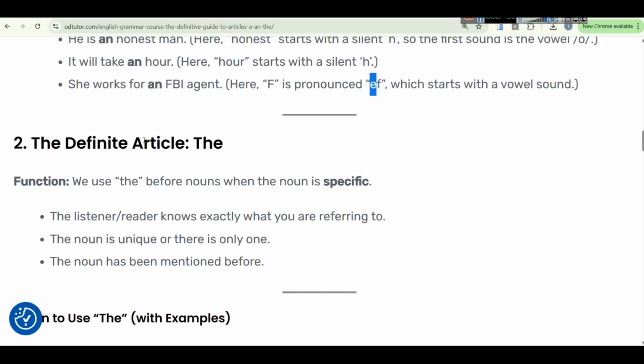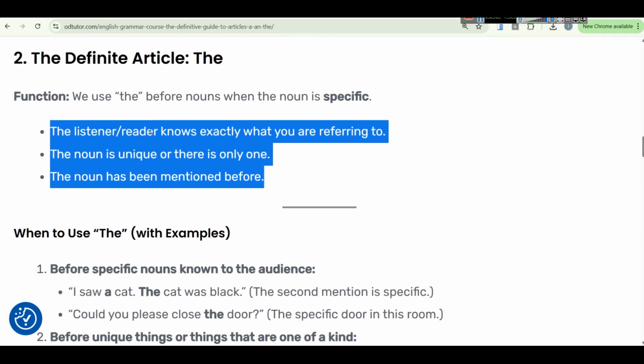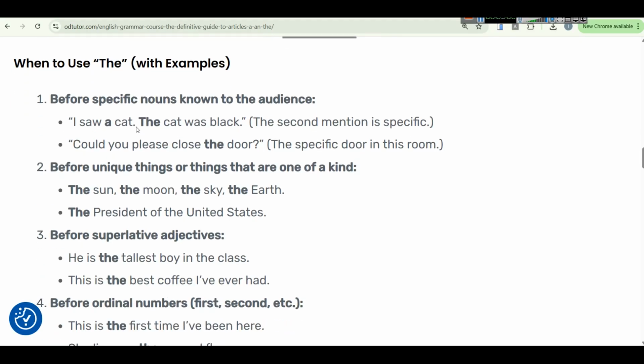Then comes the definite article the. Function: we use the before nouns when the noun is specific or something that we know. The listener or reader knows exactly what you are referring to. The noun is unique or there is only one, or the noun has been mentioned before. These are the three conditions where we can use the. When to use the, let's learn with some examples.